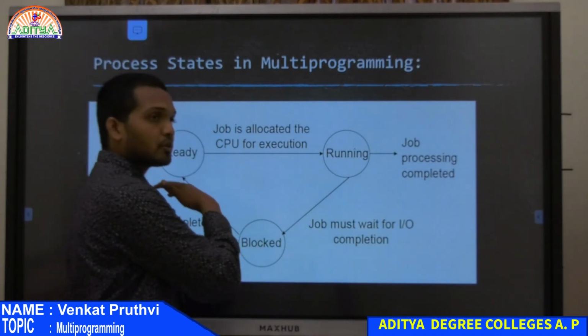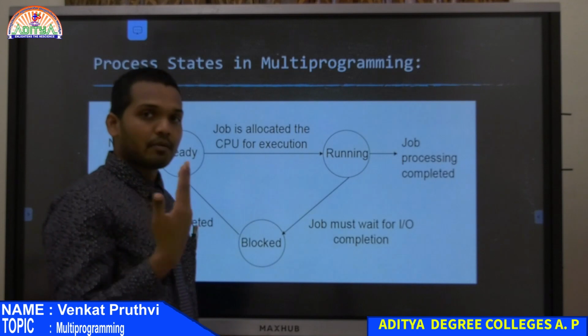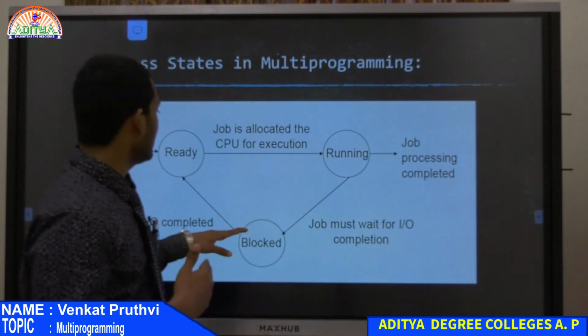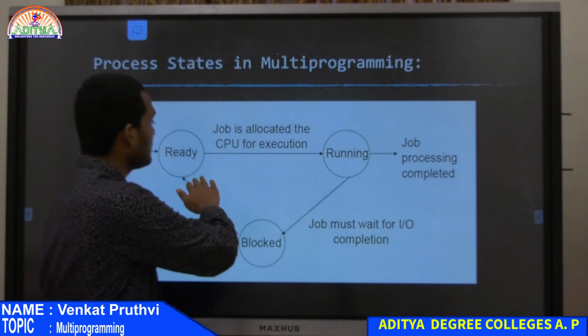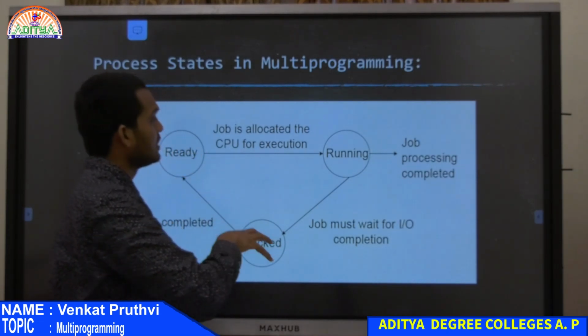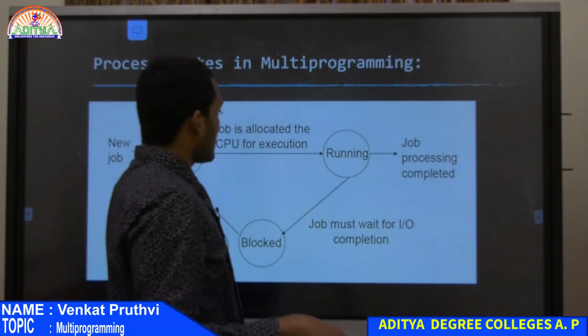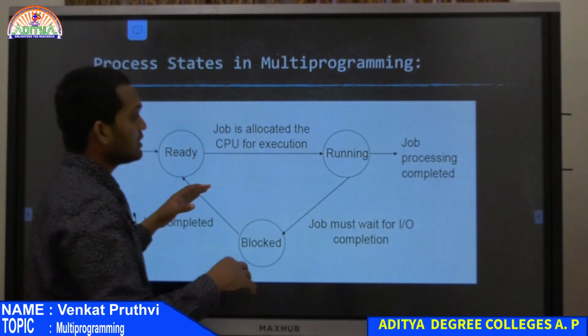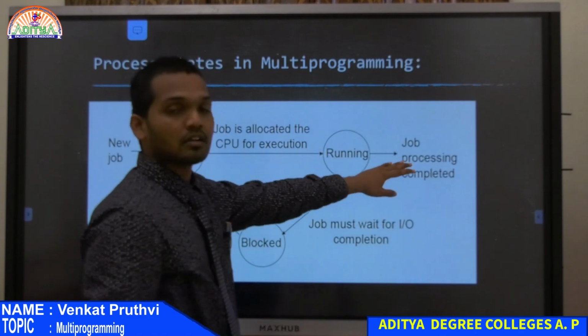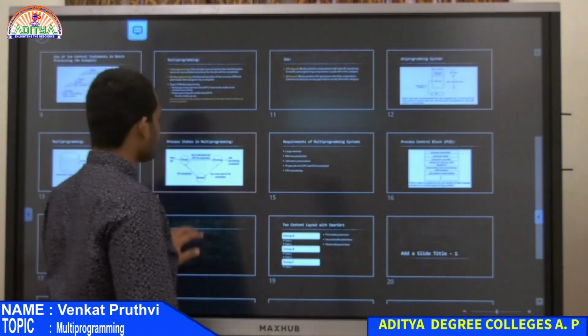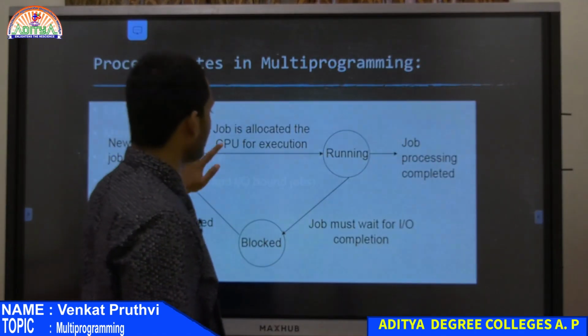If the input output unit or the secondary storage is free, then it will directly go and get its input output completed, and it will again wait for its turn. Once it is completed, if there are any processes in between, it will wait for its turn, otherwise it will complete its running state and it will complete the job processing. The job processing is completed.